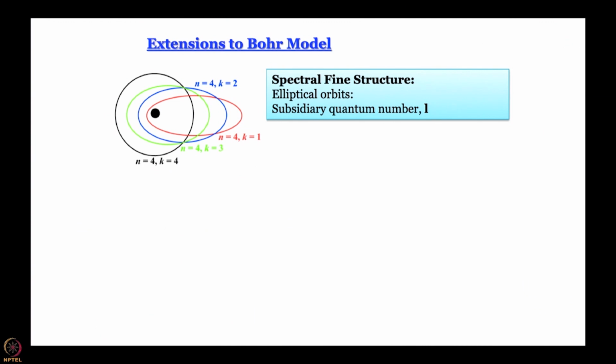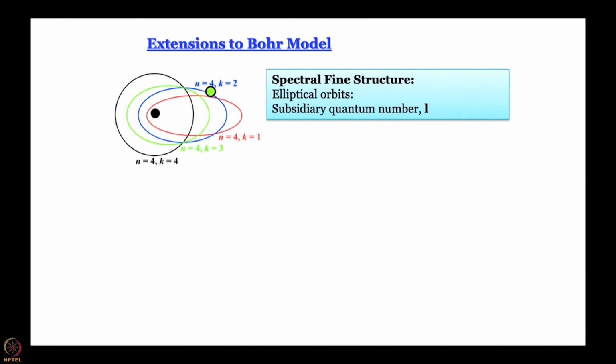So, the first extension was necessitated by the fact that with advent of better spectrometers, it was found that what was thought to be one line in a particular atomic spectra was not one line. Sometimes it was 2 lines, sometimes it was 3 lines. So, it appeared that there are sub-levels of energy. To account for this what is called spectral fine structure, Sommerfeld invoked the concept of elliptical orbits.